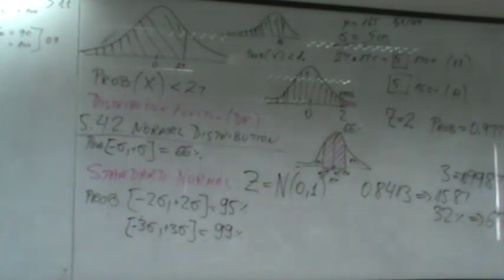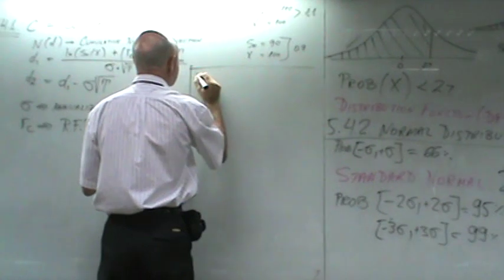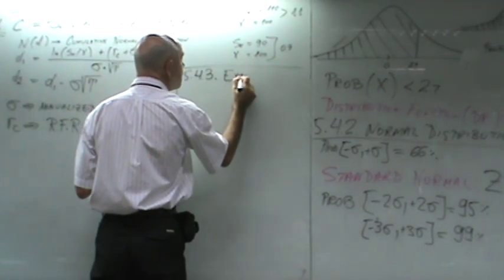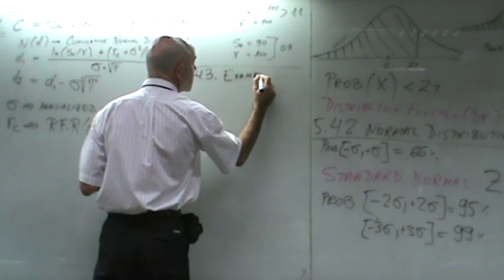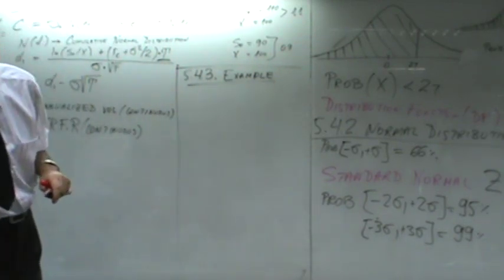And they give you a simple section, 543. They provide you in the books a very simple example. You follow it.